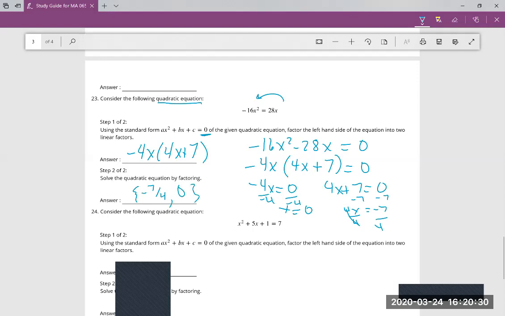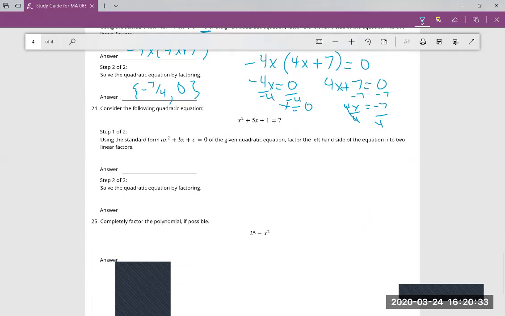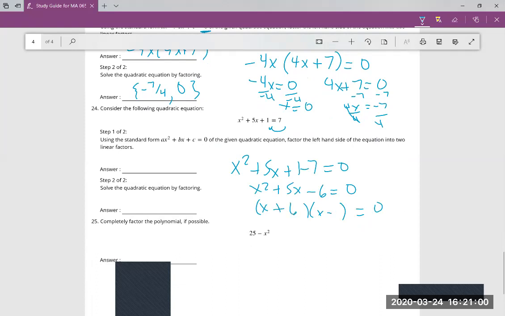Okay. This one, the next one, 24. You would also move this one over here. So we have x squared plus 5x plus 1 minus 7 is equal to 0. X squared plus 5x plus 1 minus 7 is minus 6 is equal to 0. Let's see what we have here. X and x. This is going to be a minus plus situation. So could we do, and it needs to be positive 5, so plus 6 minus 1. Okay. So the two factors are x plus 6 and x minus 1.